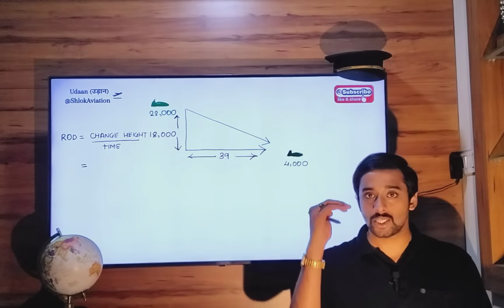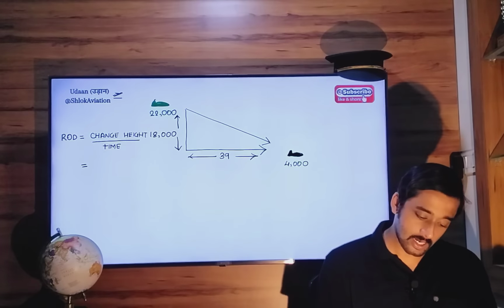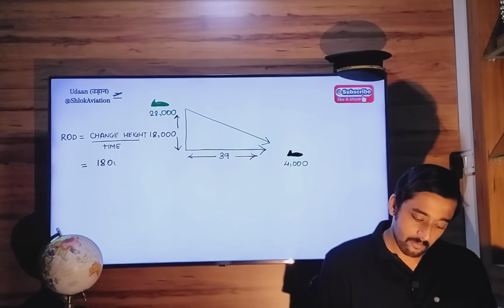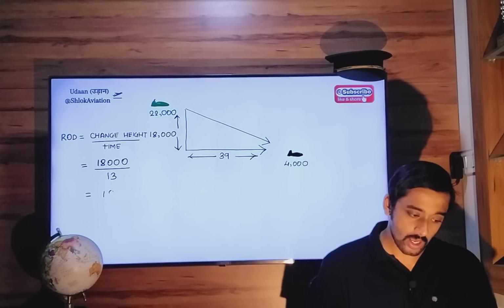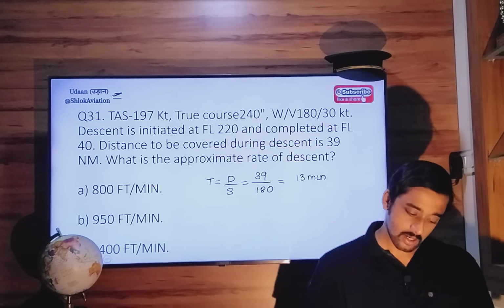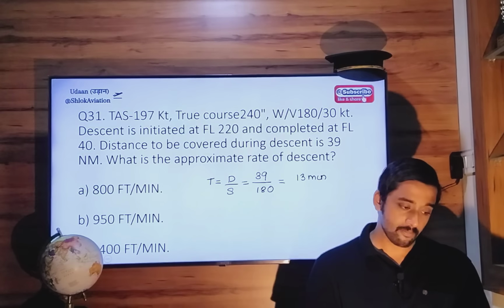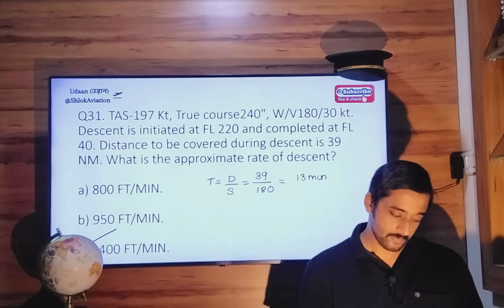Rate of descent is change in height in terms of feet per minute. So you're going to write 18,000 per minute. How many minutes? 13 minutes. So 18,000 divided by 13 is equal to 1385 feet per minute. So what is the rate of descent? Approximately 1400. That is the closest option.